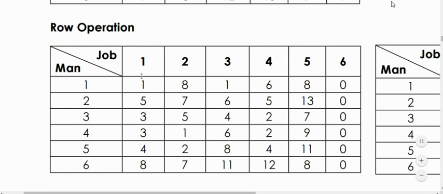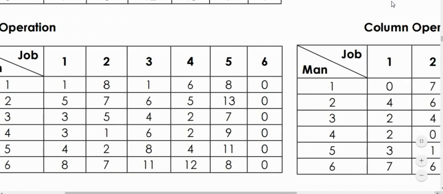So see, now this row operation table becomes your base. So first column is this one. In the first column, the minimum number is 1. In the second column, the minimum number is 1. In the third column, the minimum number is 1. In the fourth column, the minimum number is 2. In the fifth column, the minimum number is 7. And in the sixth column, the minimum number is 0.